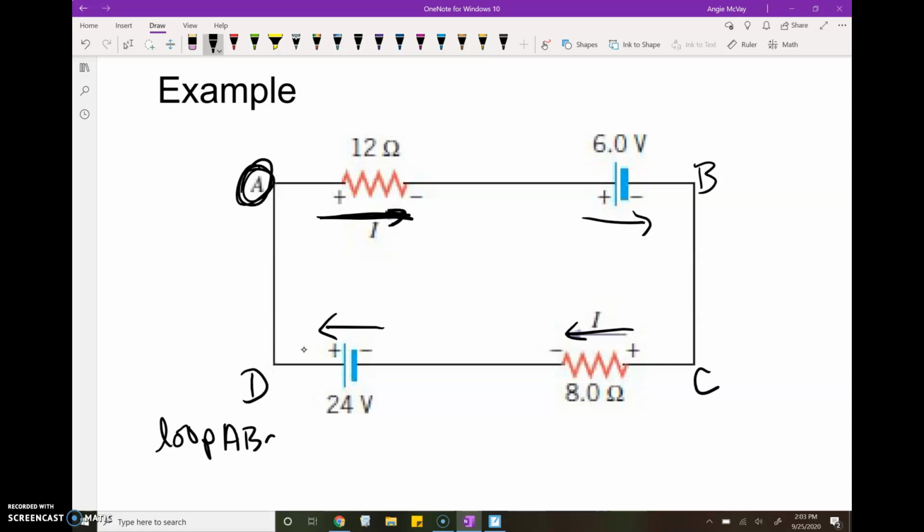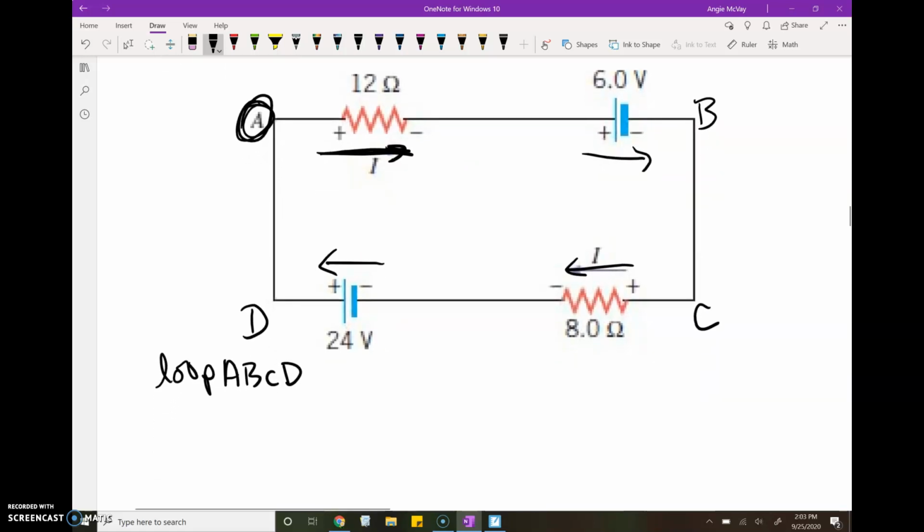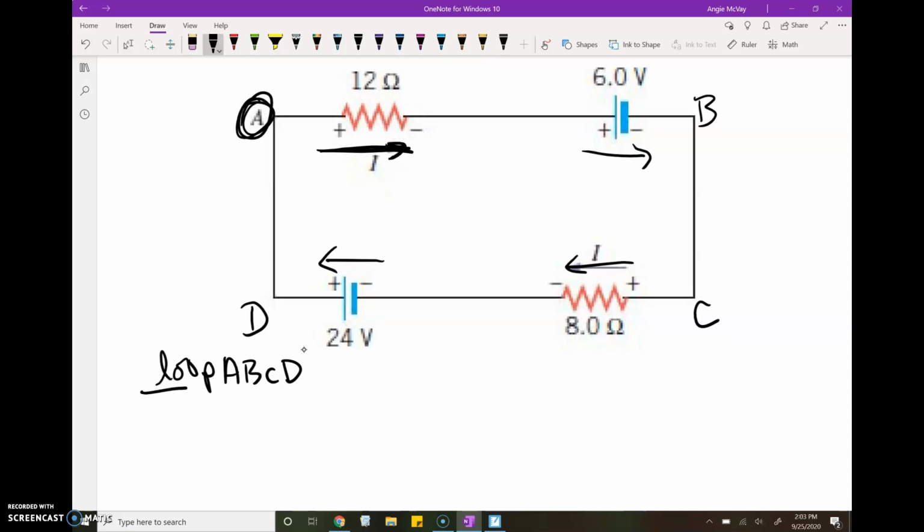So let's do loop A, B, C, D. We're going to apply the loop rule, and here's the thing with the loop rule. We need to set the potential gains equal to the potential losses.